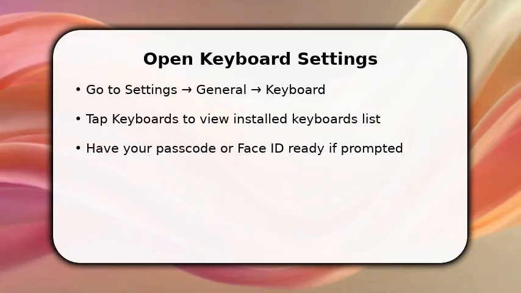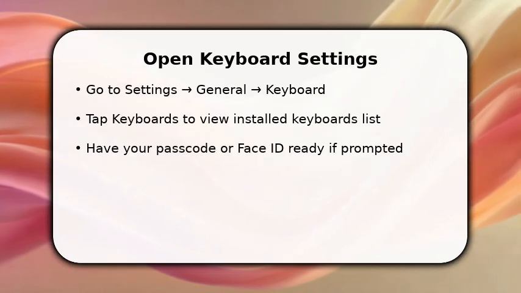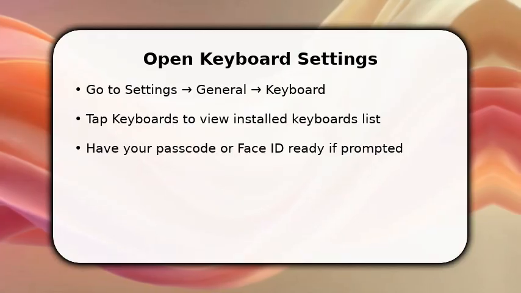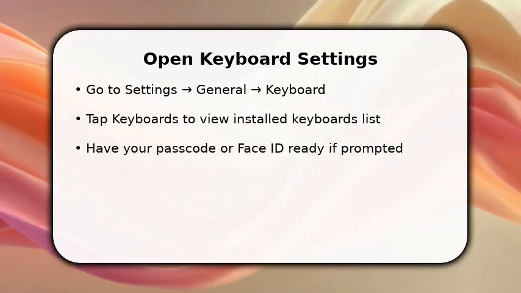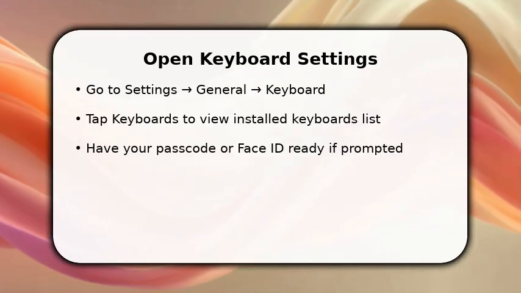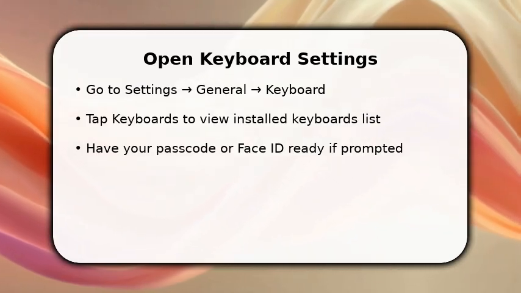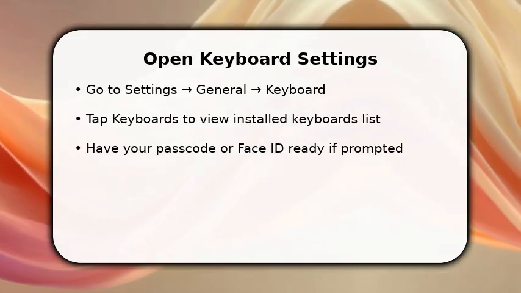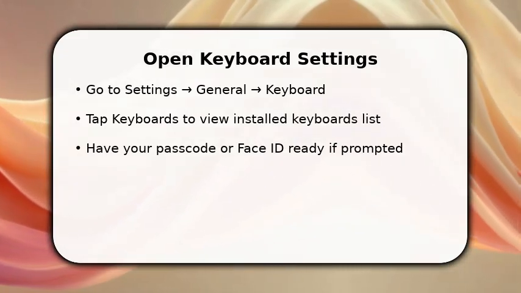You start in Settings, go straight to General then Keyboard so you act now. Once there, tap Keyboards to see every active layout including emoji. You do this because removing the emoji keyboard stops the dedicated emoji panel from appearing when you tap the globe or hold the emoji key. Make sure to note any other custom keyboards you want to keep.